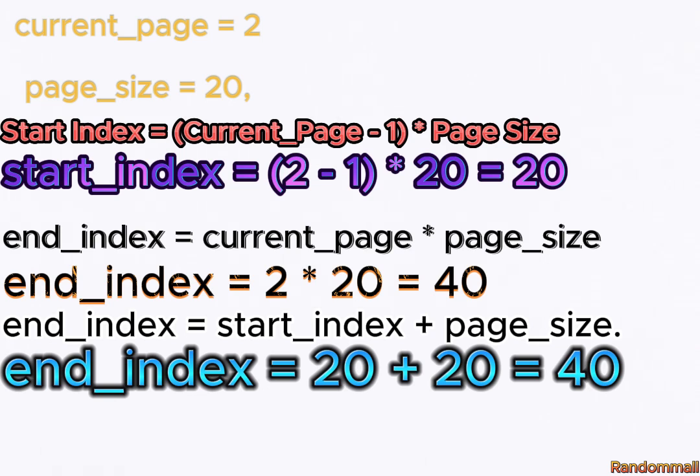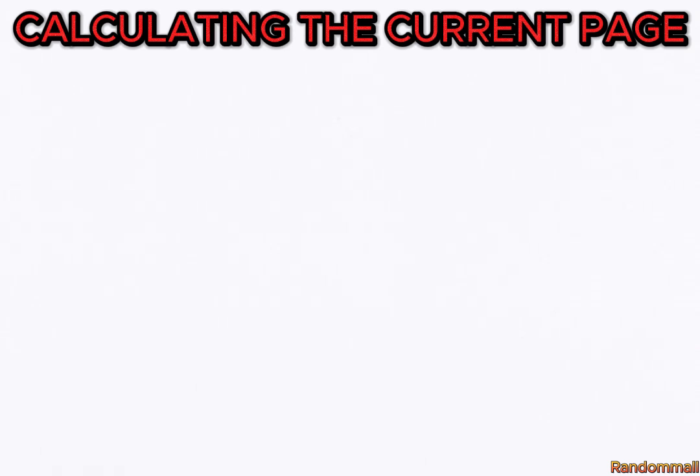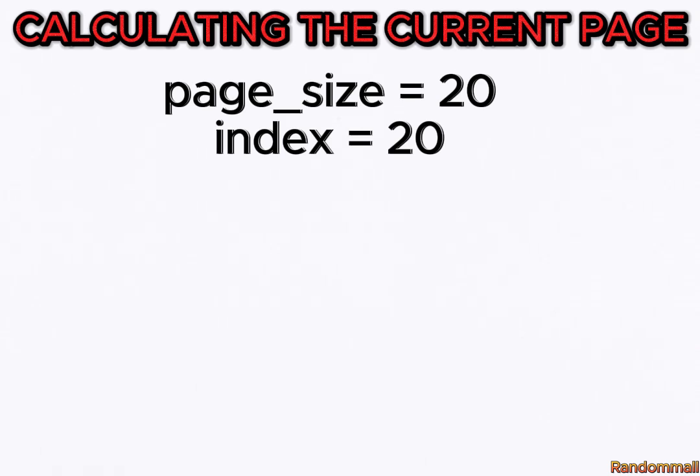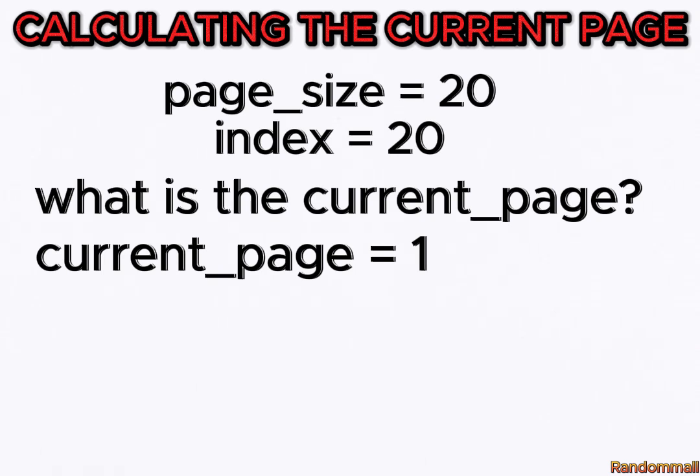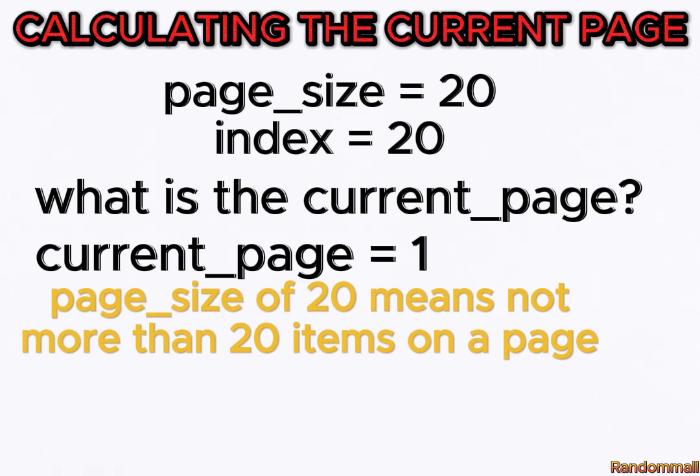Now that we've gotten this out of the way, let's look at calculating the current page. If the page size is 20 and the index is 20, what is the number of the current page? Just guess. Yeah, you're right. The current page is 1. Why? Because since the page size is 20, we have 20 items on the page. Since only the first 20 items are on this page, it means it is the first page.